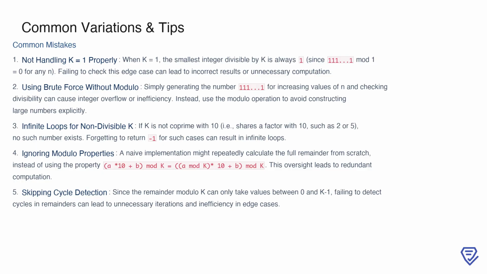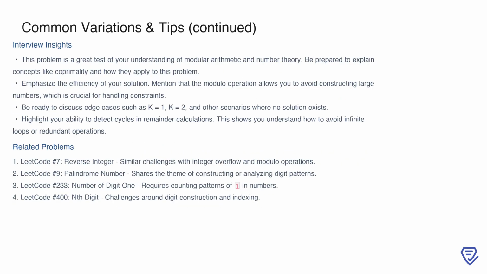Finally, skipping cycle detection in remainder calculations can lead to inefficiency. Since the remainder modulo k can only take values between 0 and k-1, any repetition indicates a cycle, and continuing further becomes unnecessary. Now, let's look at some interview insights related to this problem.